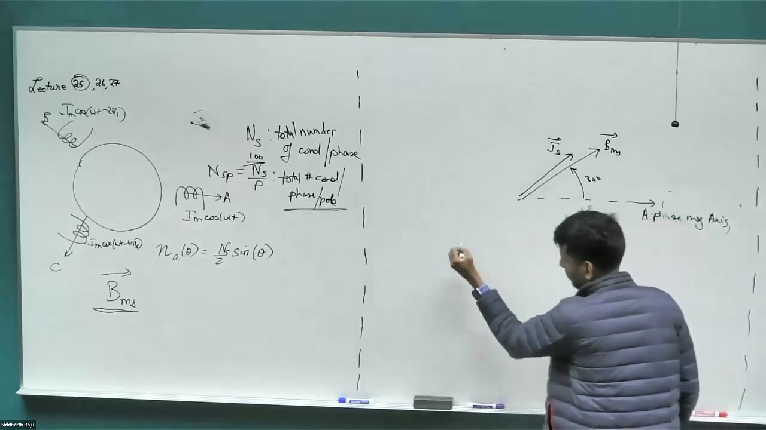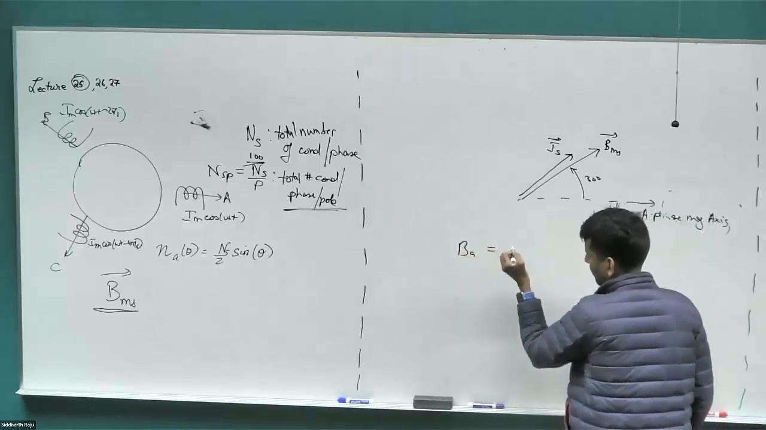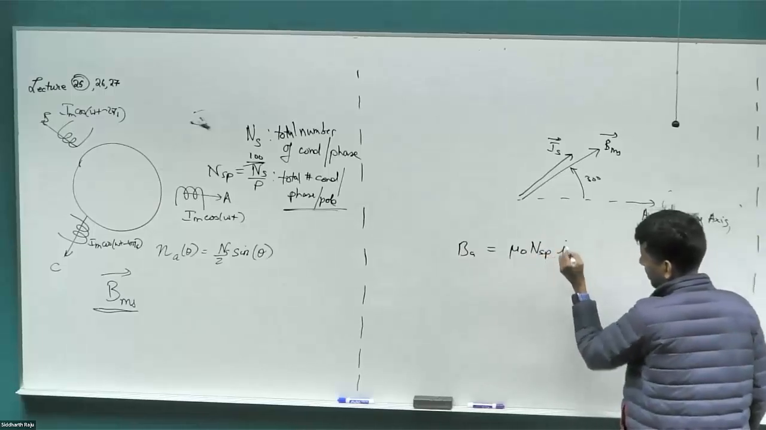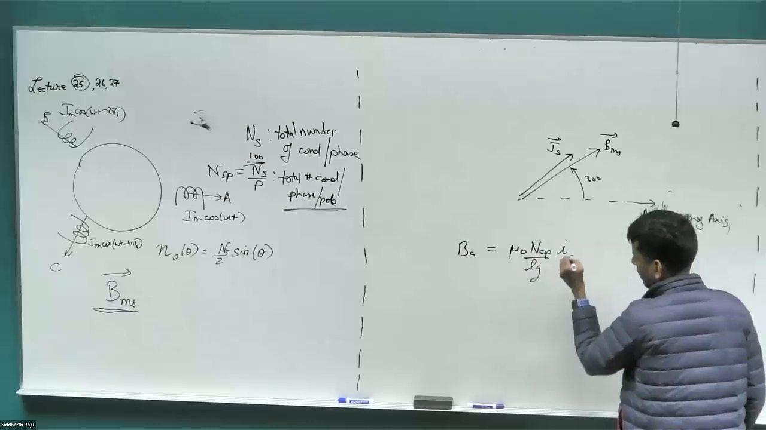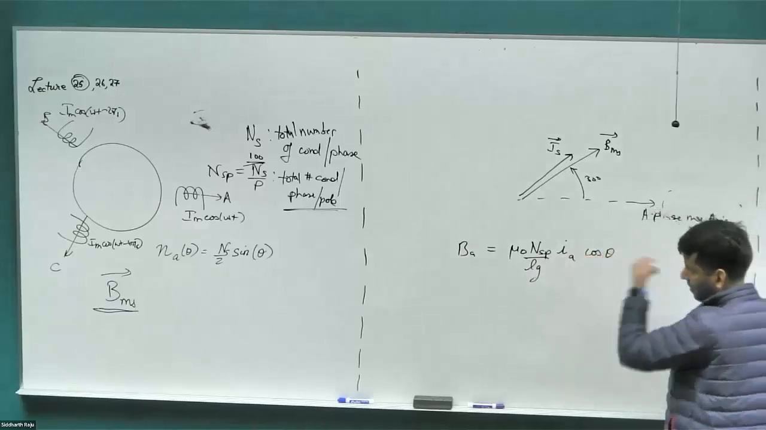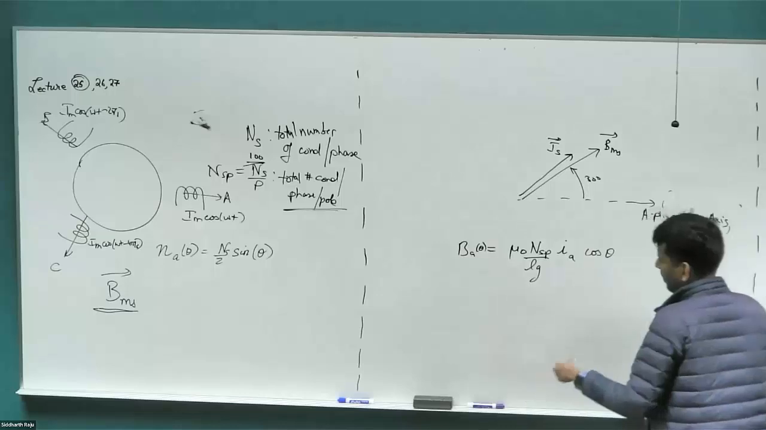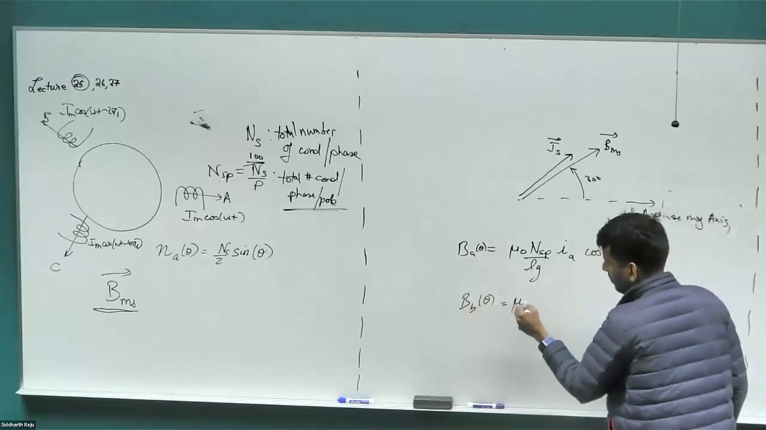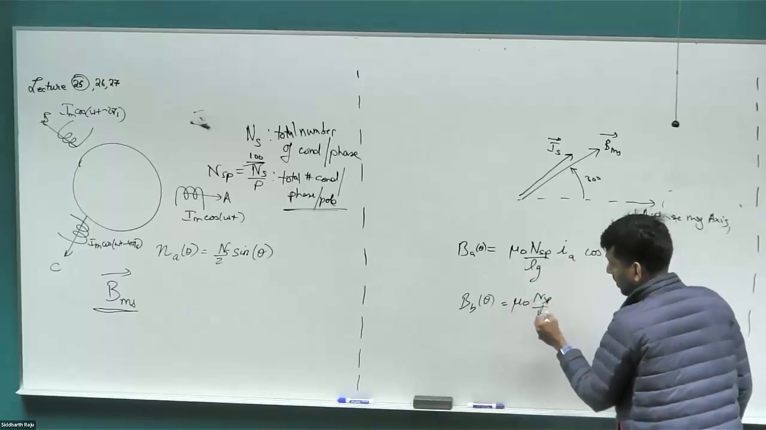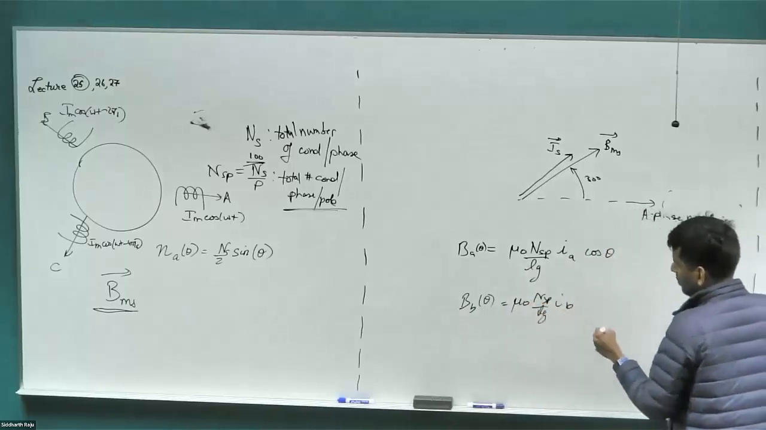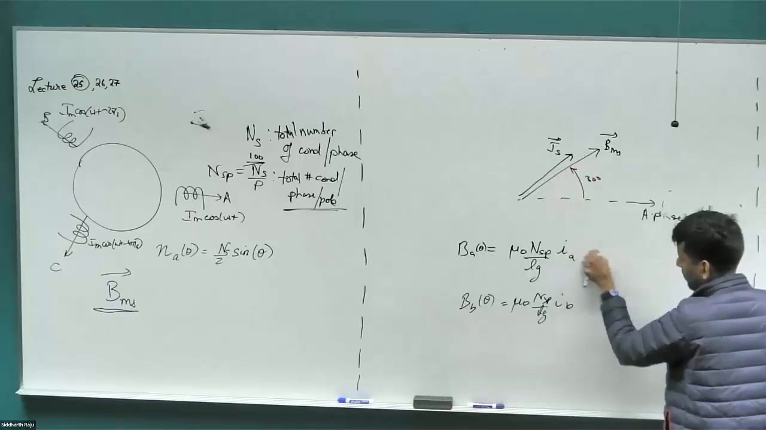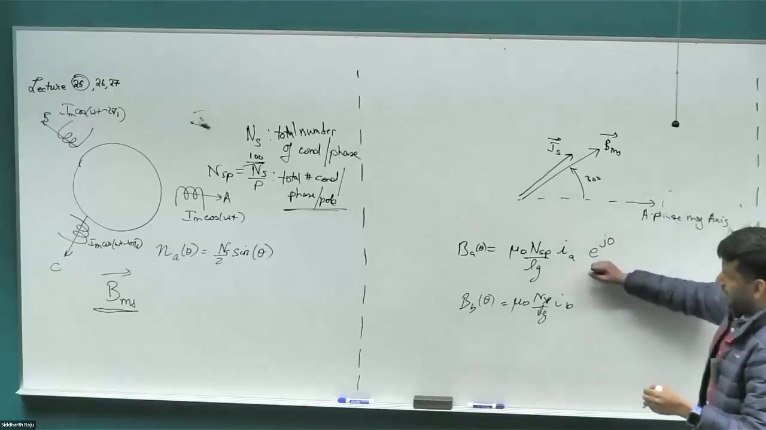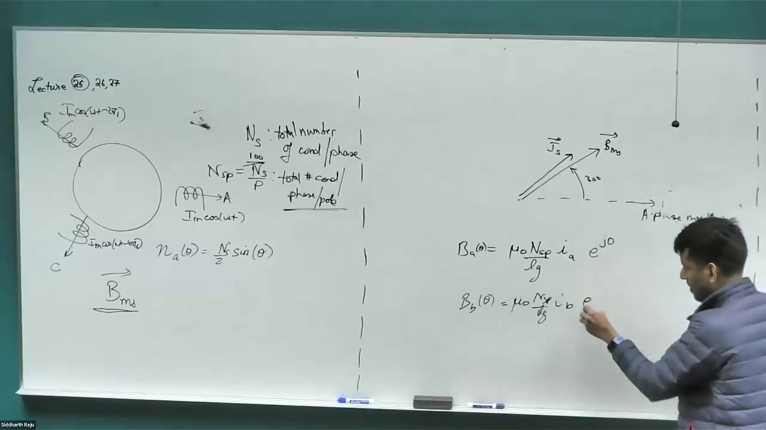So our BA would have been some mu naught NSP divided by LG times IA times some cos of theta, as a function of theta. And then we have BB of theta as mu naught NSP over LG times IB. So instead of worrying about the spatial distribution of the B field, let me look at only where the B field for the A phase is maxima. It will be along this direction. Where will the B field for the B phase be maxima?